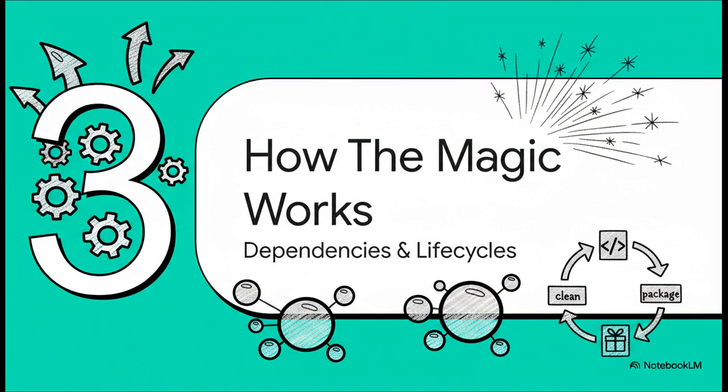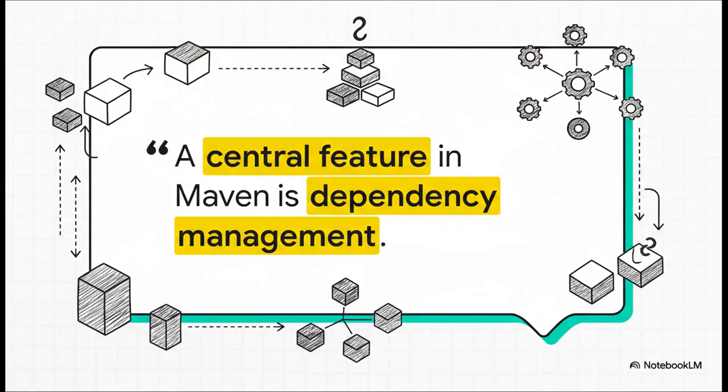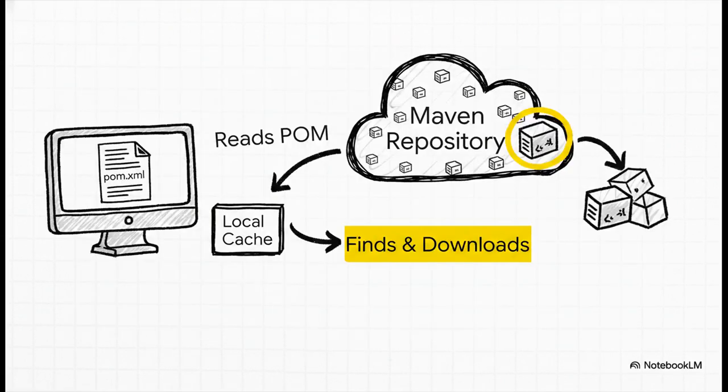It really comes down to two key things: dependencies and life cycles. And seriously, don't underestimate this part. It's a huge deal. If you ask any developer what they love most about Maven, I guarantee dependency management is going to be right at the top of the list. So here's how it works. Maven reads that dependency list in your POM, right? Then it goes out to this giant online library called the Maven Central Repository, finds the exact version of the library you asked for, and downloads it to a local cache on your machine.